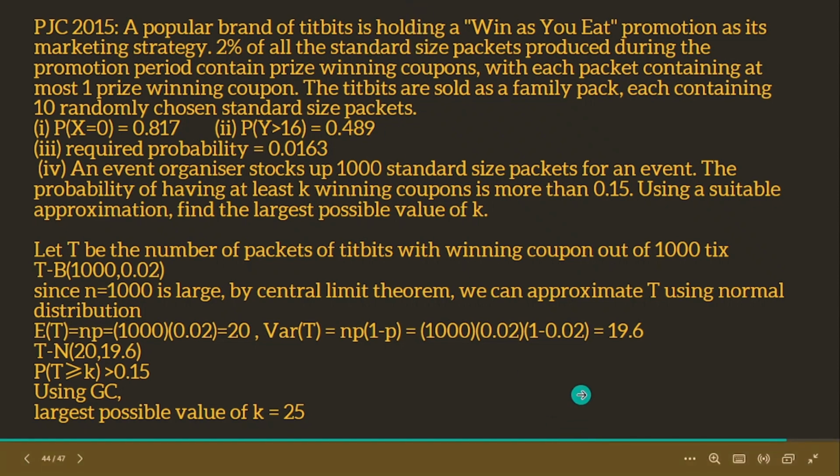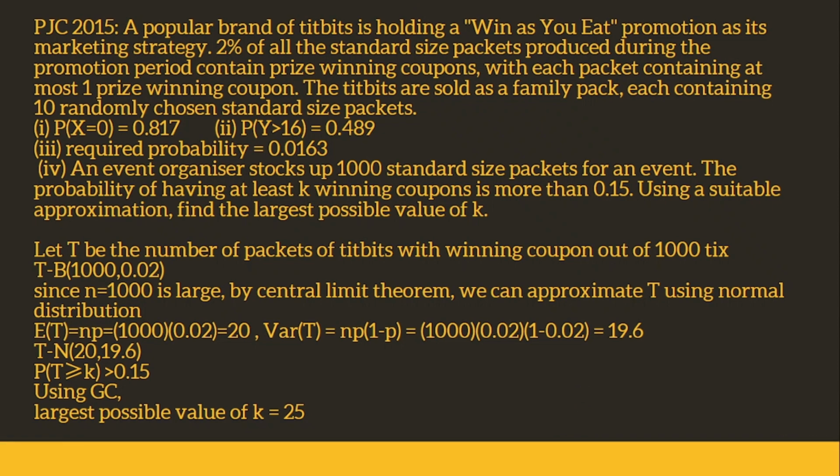After that, you have to write this: since n equals 1,000 is large, by the central limit theorem, we can approximate T using a normal distribution. The expected value will just be np, so 1,000 times 0.02 equals 20. Then the variance is np times 1 minus p, and we get 19.6. So that's our new variable, with 20 and 19.6 as the mean and the variance respectively.